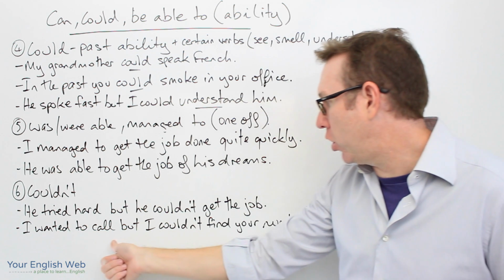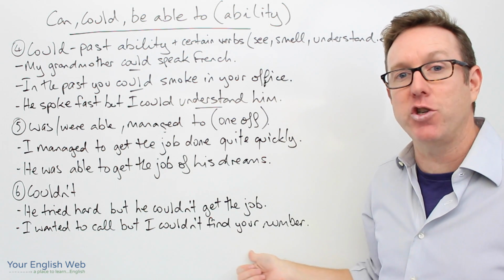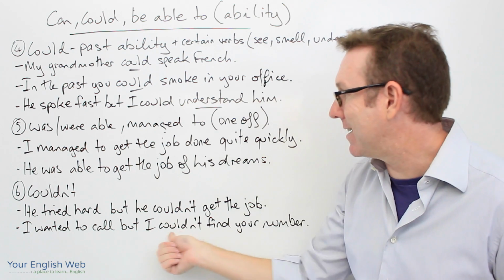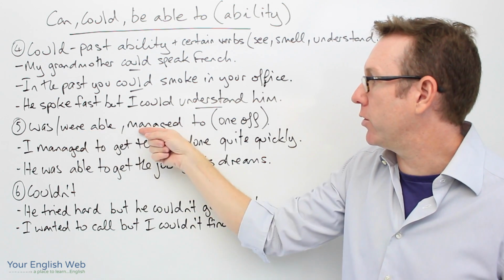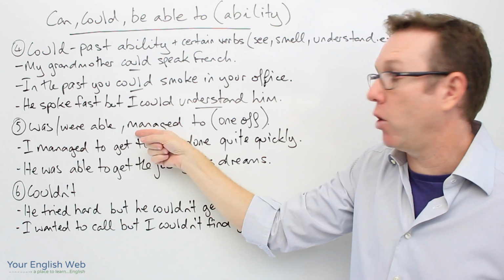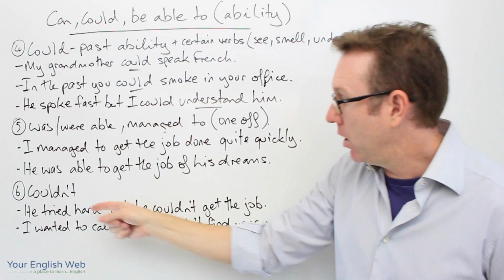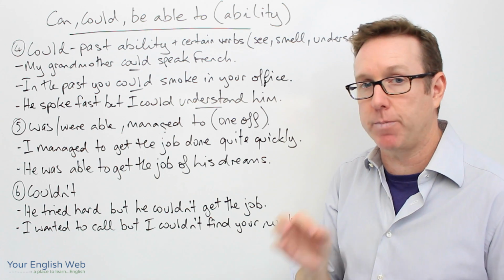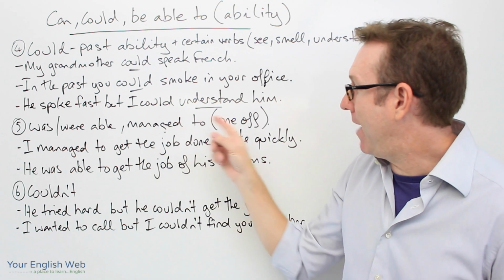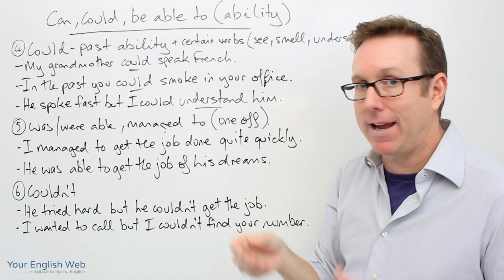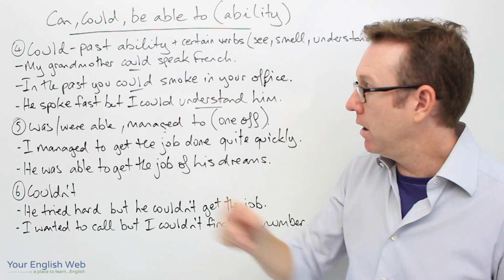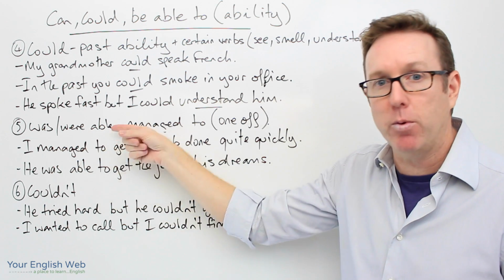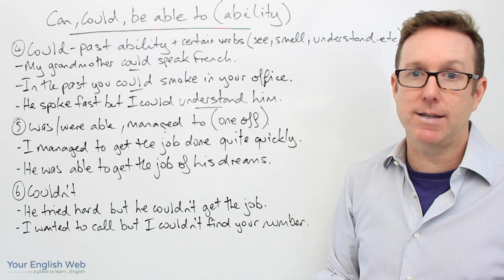I wanted to call but I couldn't find your number yesterday. One-off, but with couldn't, we don't need to revert to was, were able, or managed to, okay? So couldn't in this sense can be used in all of the situations. But remember that when we have the one-off situation in the past for ability, we need to use was, were able, or managed to. And the examples here, hopefully it is clear.